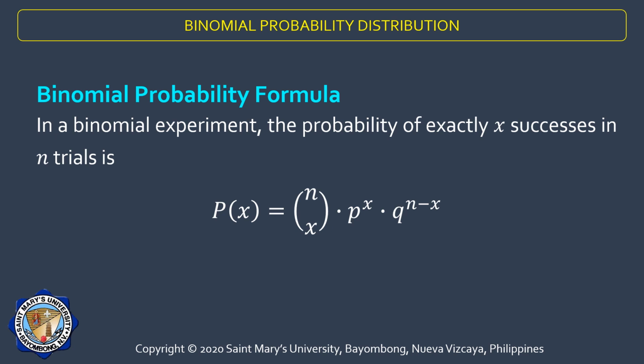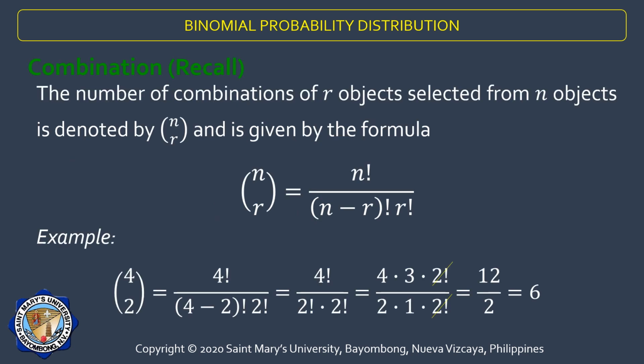In this lesson, we are going to recall combination. What is combination again? To solve binomial probability distribution problems, it is necessary that you are familiar with combination. The number of combinations of r objects selected from n objects is denoted by combination of n taken r and is given by the formula: combination of n taken r equals n factorial divided by quantity n minus r factorial times r factorial.